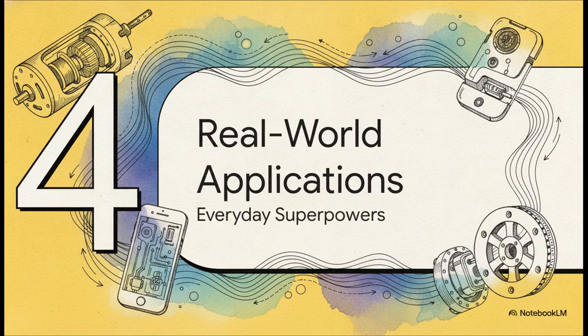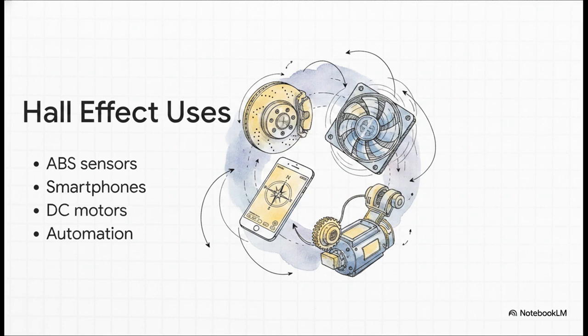Section 4, real-world Hall effect applications. Because the Hall voltage changes instantly based on the strength of the magnetic field, we can use it as a highly precise, contactless sensor. And the scale of this? It's massive.